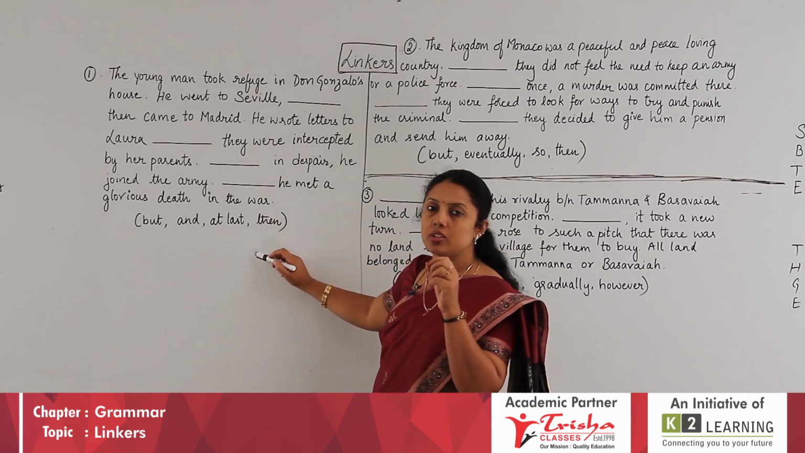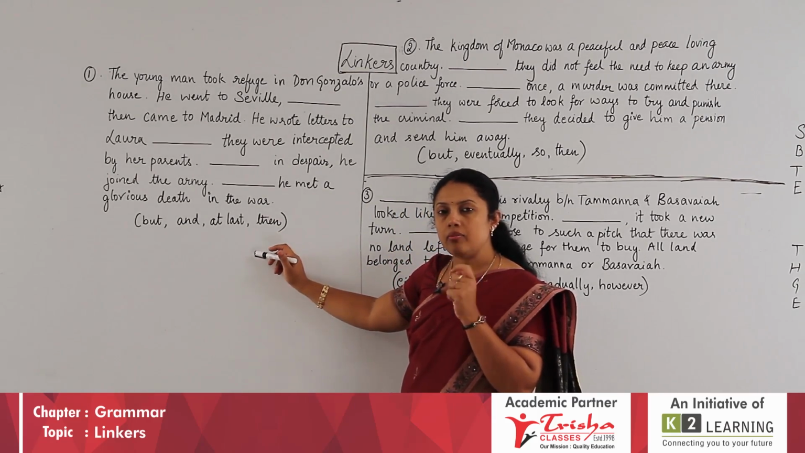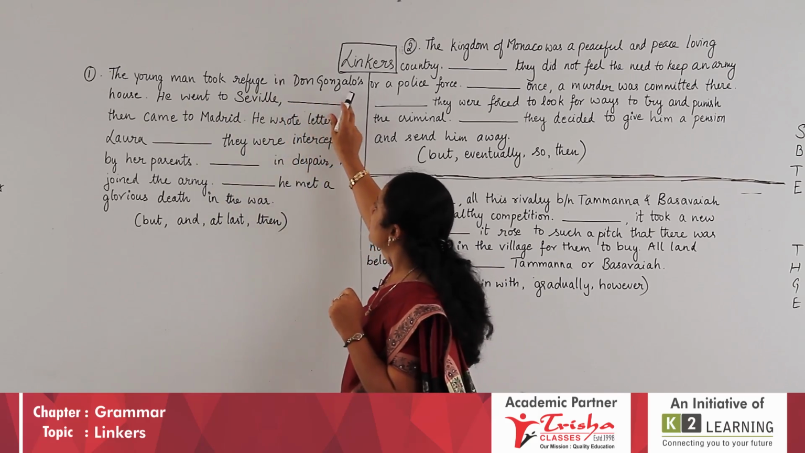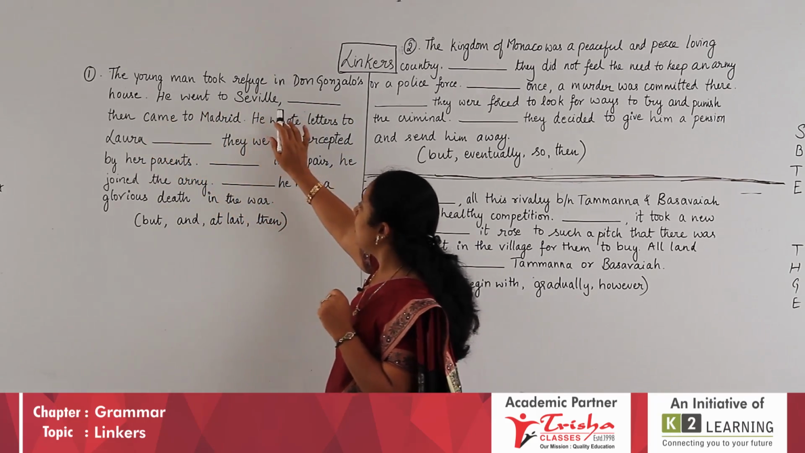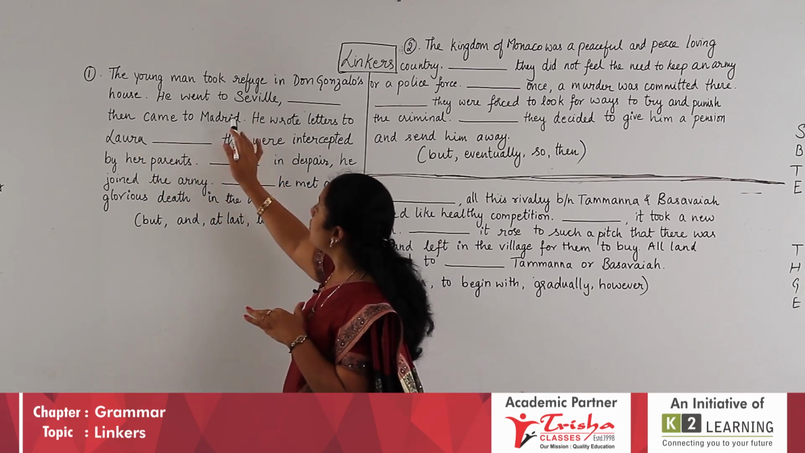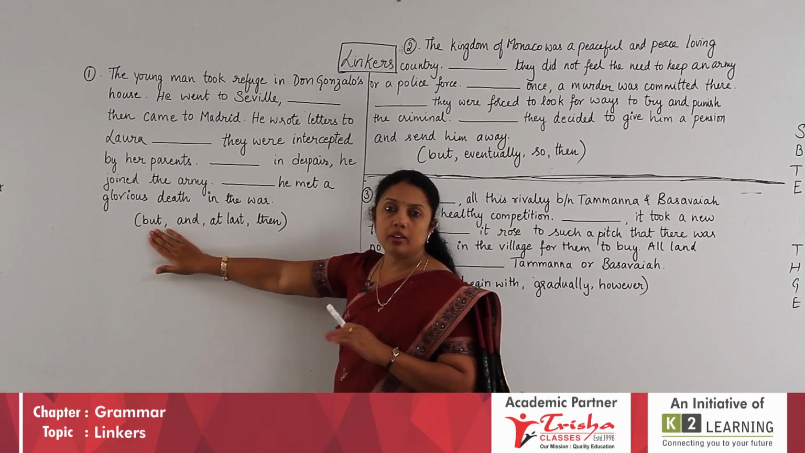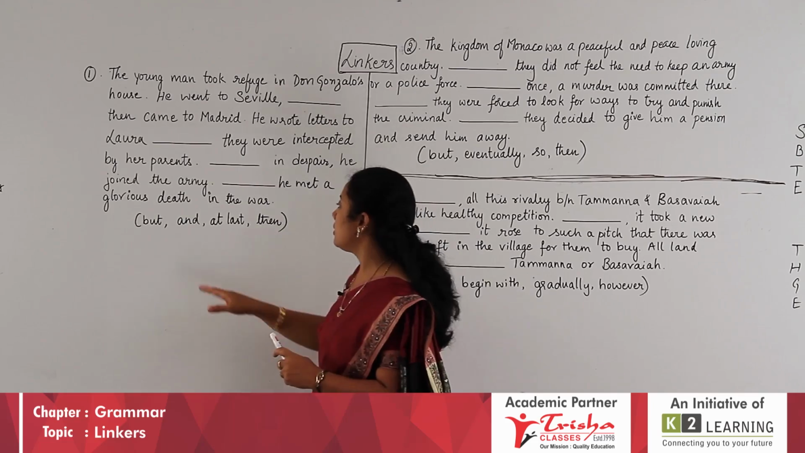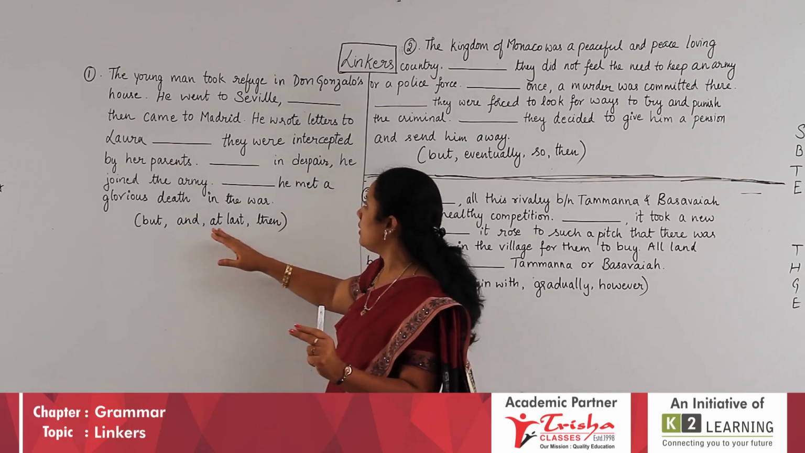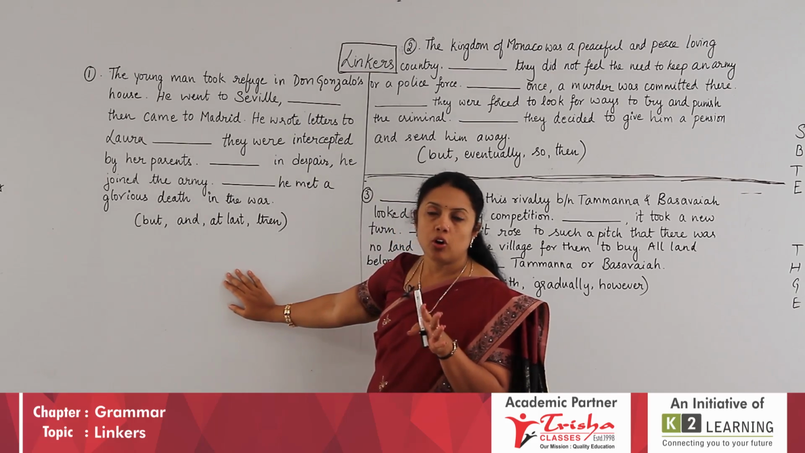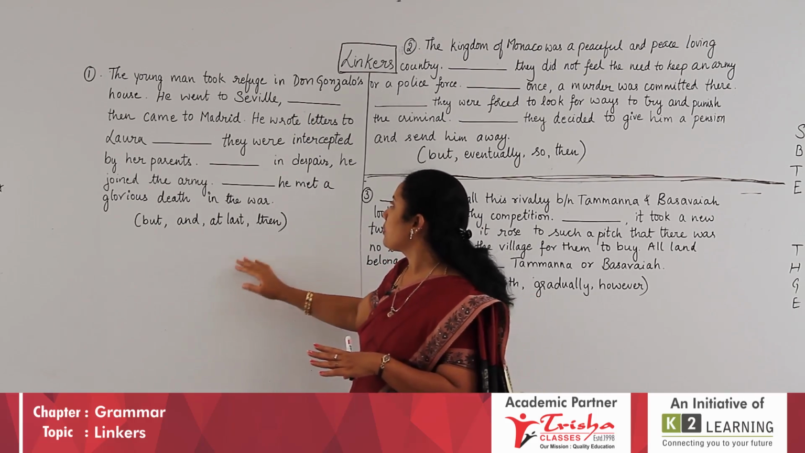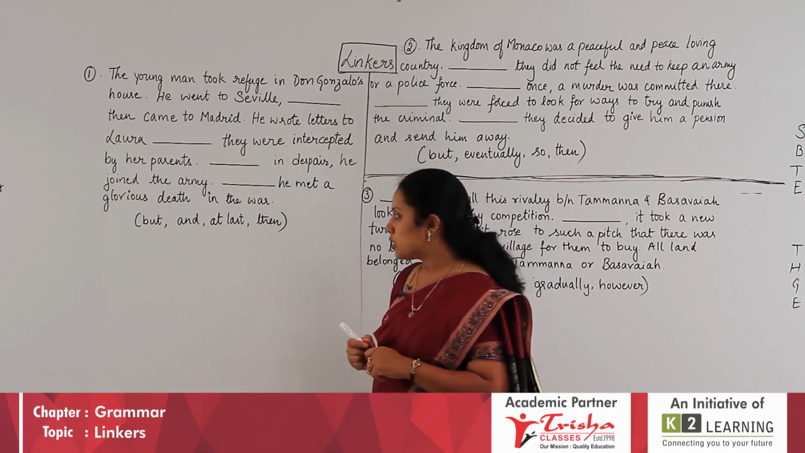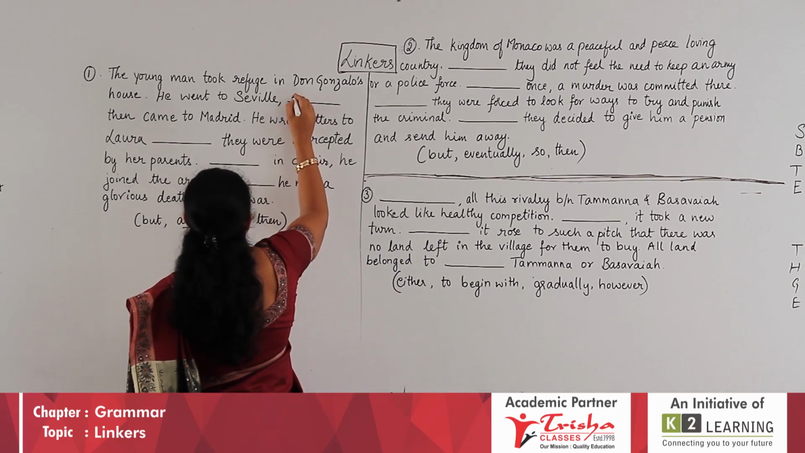It's very essential for us to read the linkers first and try to understand where these linkers fit in the paragraph. The young man took refuge in Don Gonzalo's house. He went to Seville, then came to Madrid. So, can but come here? No. And then came to Madrid. I think that seems to be suitable. So, let us just have and as one option. At last cannot be an option at all, because at last has to come in the end only. Then came to Madrid is again an exclusion. It cannot be possible at all. So, the first option is and, and I write it here.